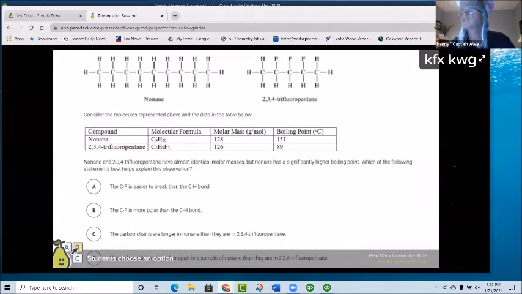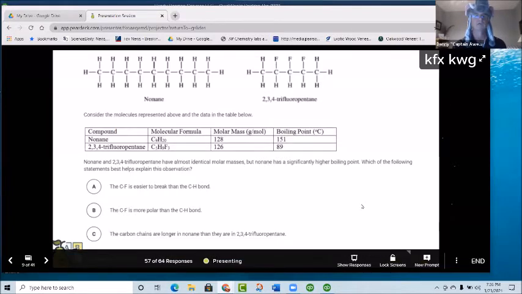The carbon chains are farther apart in a sample of nonane than they are in 2, 3, 4 trifluoropentane. That's choice D. The carbon chains are farther apart in a sample of nonane than they are in the sample of 2, 3, 4 trifluoropentane. So the first molecules are closer together than the second molecules. I'll work on that for next week.